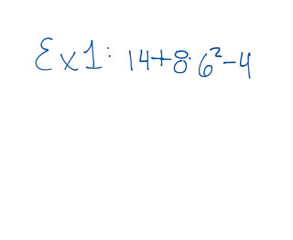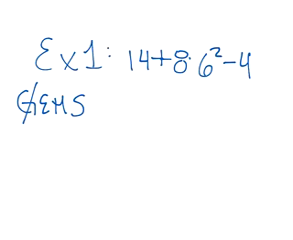Our first example, we have 14 plus 8 times 6 squared minus 4. Anytime we do a problem like this, I want you to write the word GEMS and cross off what we're doing as we go. In this case, we're going to be doing our grouping first, so I'm going to cross out grouping. There are no grouping symbols, so I'm going to skip it.